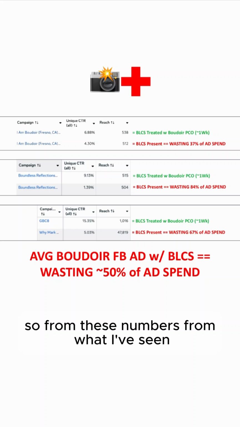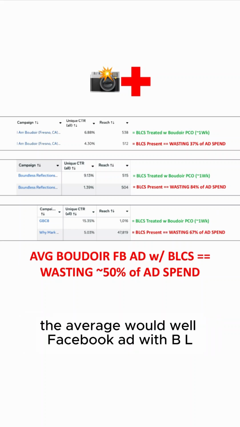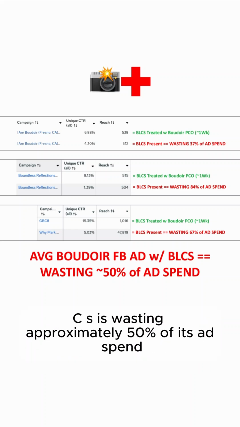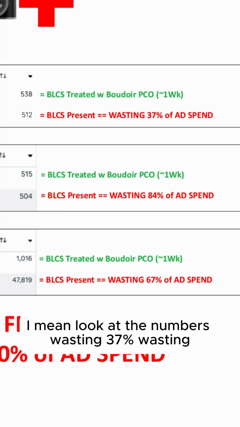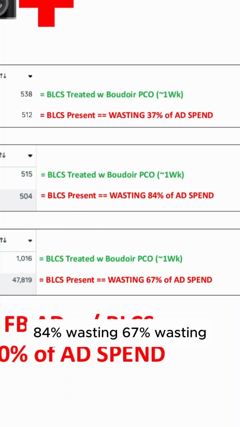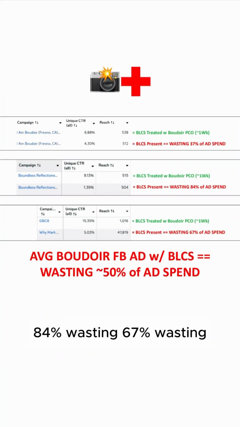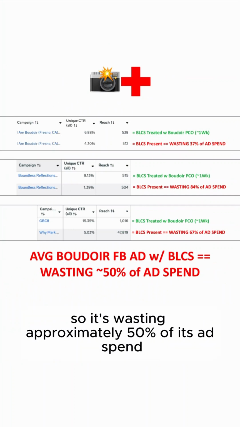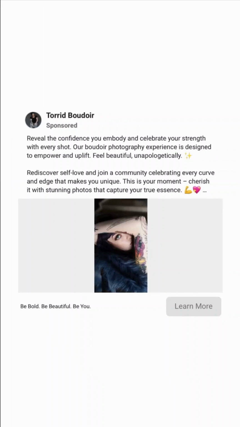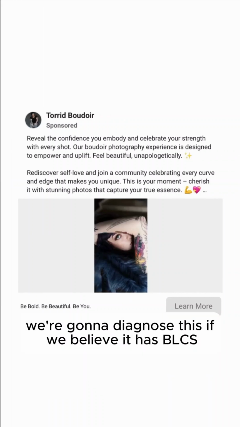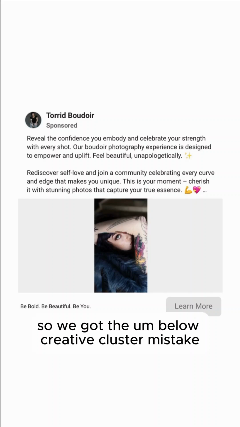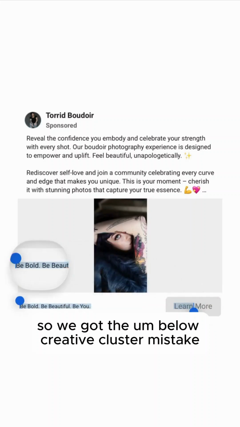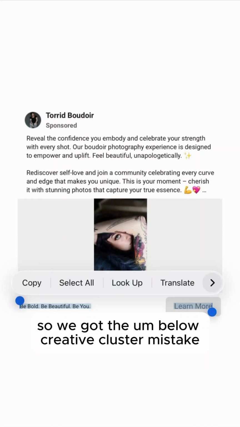So from these numbers, from what I've seen, the average boudoir Facebook ad with BLCS is wasting approximately 50% of its ad spend. I mean, look at the numbers, wasting 37%, wasting 84%, wasting 67%, so it's wasting approximately 50% of its ad spend. All right, now we're gonna diagnose this, see if we believe it has BLCS, aka boudoir low click syndrome. So we got the below creative cluster mistake.